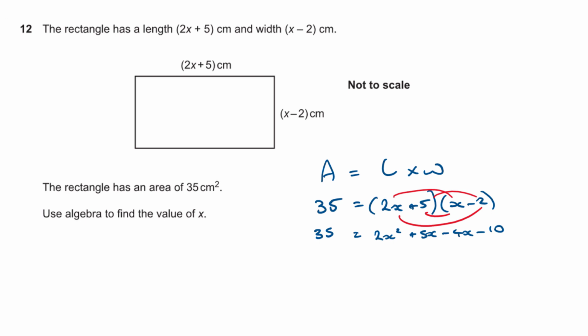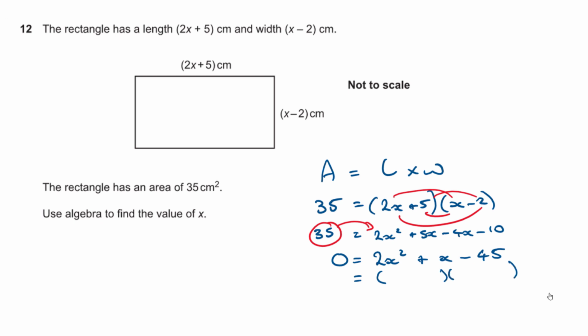Okay. Then what I'm going to do is going to collect everything on one side. So that 35, sitting there, I'm going to move over to the other side. So collecting like terms, 2x squared, 5x take away 4x is x, minus 10 with my other 35 coming over is going to be minus 10 minus 35, which is minus 45. And that's going to be equal to 0 because there's nothing left on the left. Okay, so I've got 2x squared plus x minus 45. Can I factorize that? I hope so.